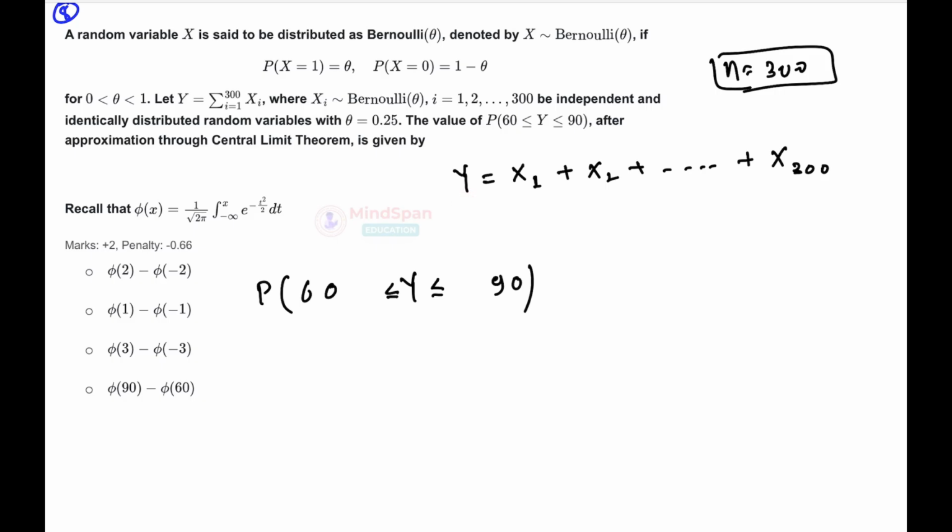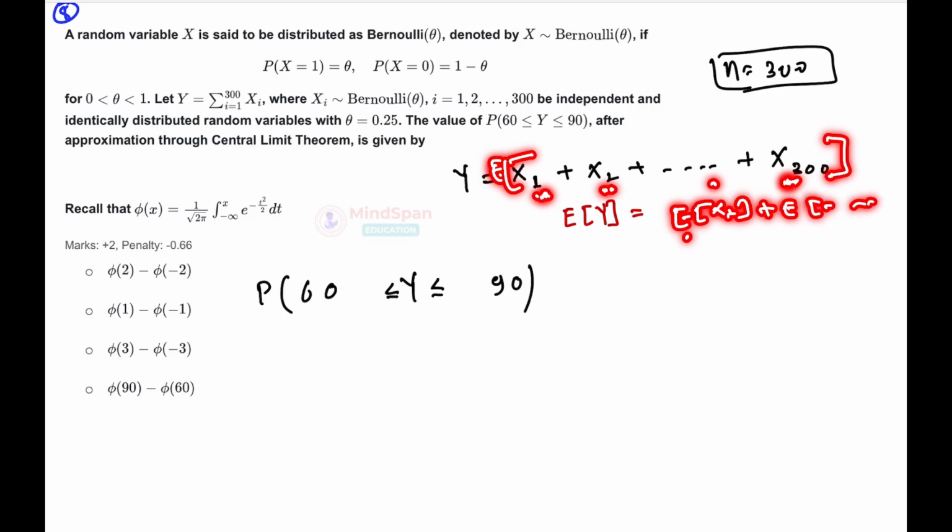And in order to do that, we need the expectation of this random variable y. And what will be the expectation of y? The expectation of y is the expectation of this sum, right? And whether they are independent or not, the linearity of expectation will hold in any case. So the expectation of the sum of these random variables will be equal to the expectation of each one.